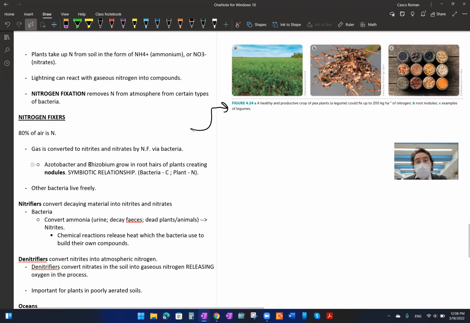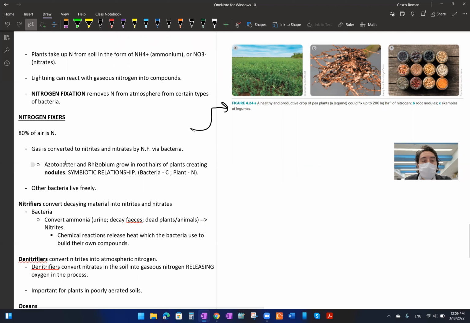Not all plants do this. There's some special kind of plants, specific species of plants, that are able to have a symbiotic relationship with bacteria. The Azotobacter and the Rhizobium genera are associated with a group of plants called legumes, and these are the bacteria that grow on legume plants.